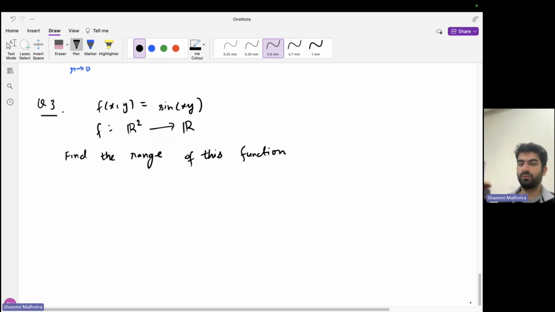So how to proceed with this? We would like to find the range of this function. So we would like to consider all the possibilities of my points x and y in R2, and we would like to see what the possible values turn out to be.